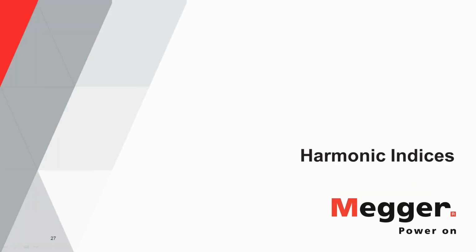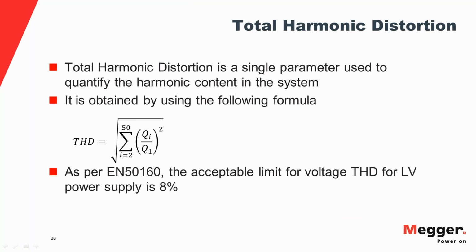Okay, so in the next section we're going to look at harmonic indices. You might have heard the terms THD, TDD. What do you mean by THD? THD is total harmonic distortion. It's a single parameter used to quantify the presence of harmonics in the system.